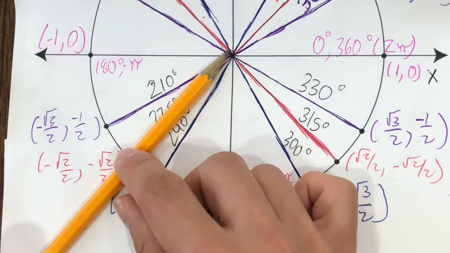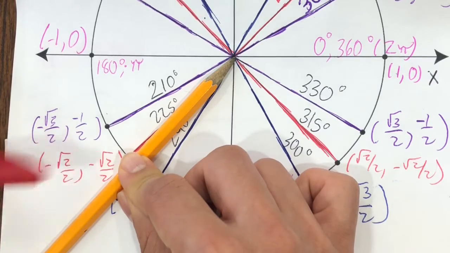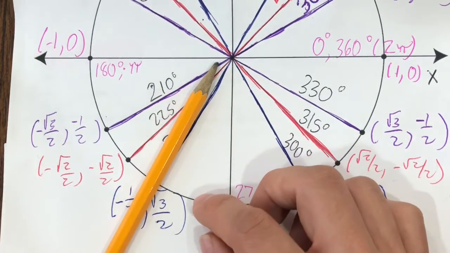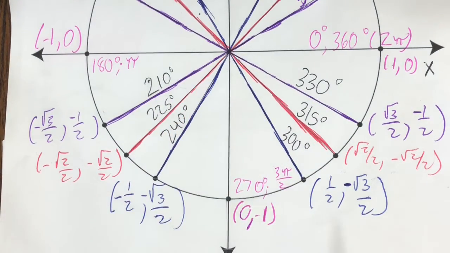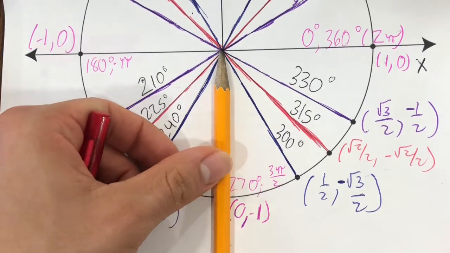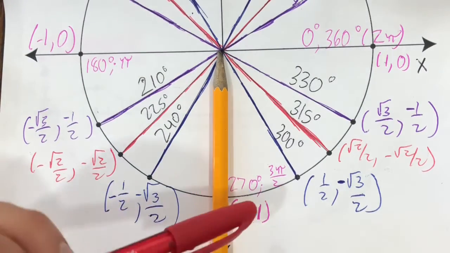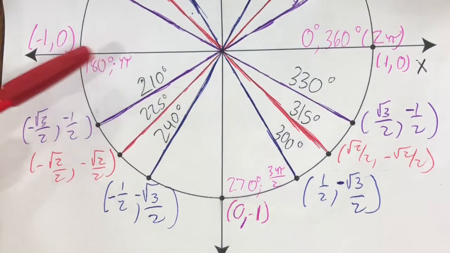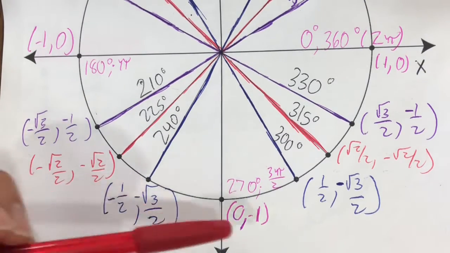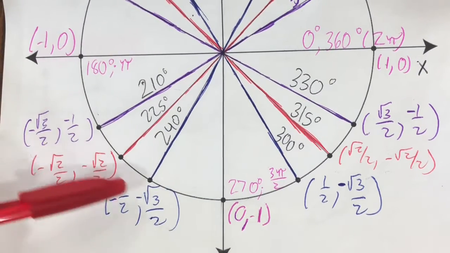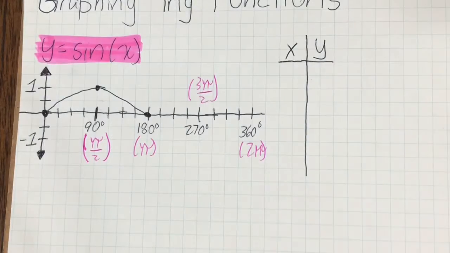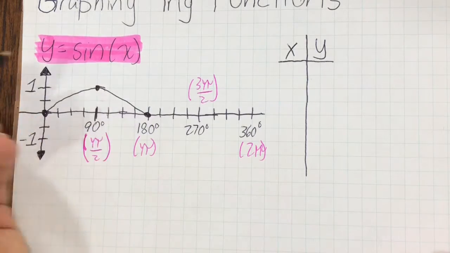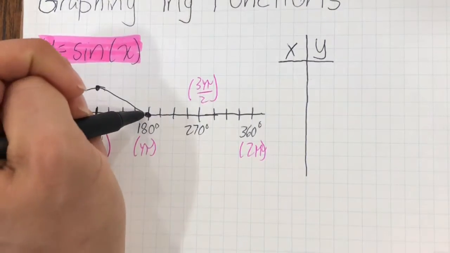Then we have 225. Sine of 225 is negative root 2 over 2. Then we have 240. Sine of 240 is negative root 3 over 2. And then we're at 270. And sine of 270 is negative 1. So from 180 to 270, each of the output values are decreasing. So we're going from 0 all the way until negative 1. All right. So for my graph, I'm going to go ahead and draw my graph. So from 180 to 270, the graph is decreasing.